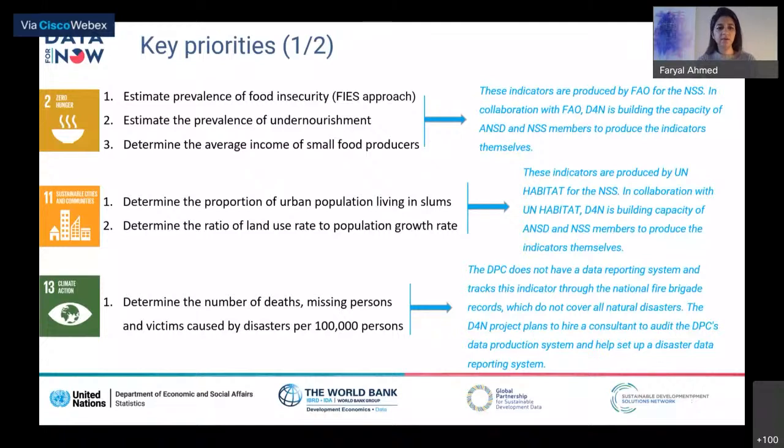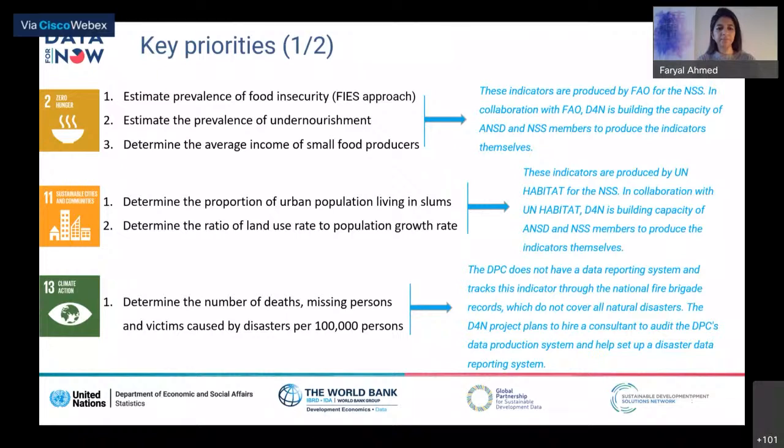So within each of the key priority themes that ANSD identified under SDG 2, ANSD and partners within the NSS, as well as other stakeholders, identified the prevalence of food insecurity, the prevalence of undernourishment, and the average income of small food producers as the key priorities for this theme. And during the workshop, the stakeholders identified what was missing, what is needed, what are the data sources available, and who are the partners who can potentially contribute to filling this gap. And in this process, where FAO was also one of the participants, we were able to broker a partnership with FAO, and in collaboration, we've been working with FAO to provide technical support to ANSD and stakeholders on these 3 key indicators.